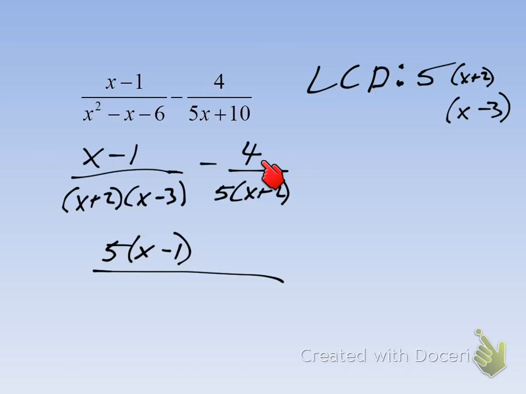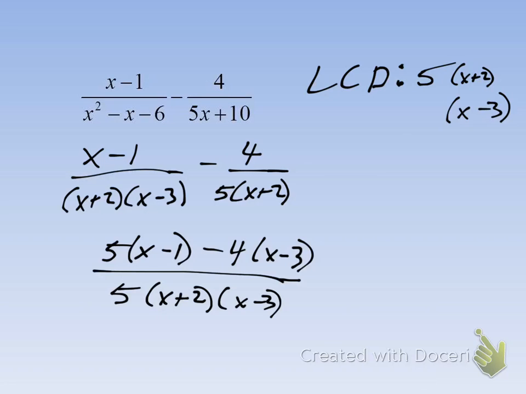The second fraction, and now we're subtracting these, so we're going to put minus next. The second fraction has the 5, has the x plus 2, it just needs the x minus 3. So the 4 that's there times x minus 3 that it needs, and this all over your LCD of 5, x plus 2, x minus 3.